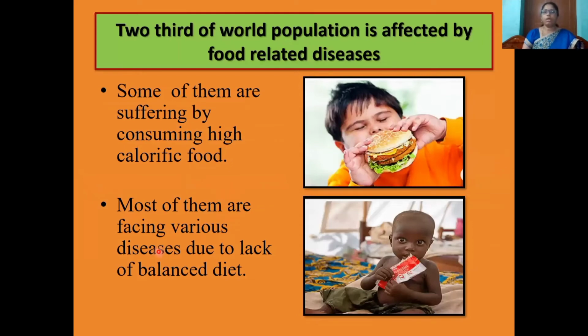Two-thirds of the world population is affected by food-related diseases. Children, we can see this picture. Some of them are suffering from consuming high calorific food. See this picture? Most of them are facing various diseases due to lack of a balanced diet.